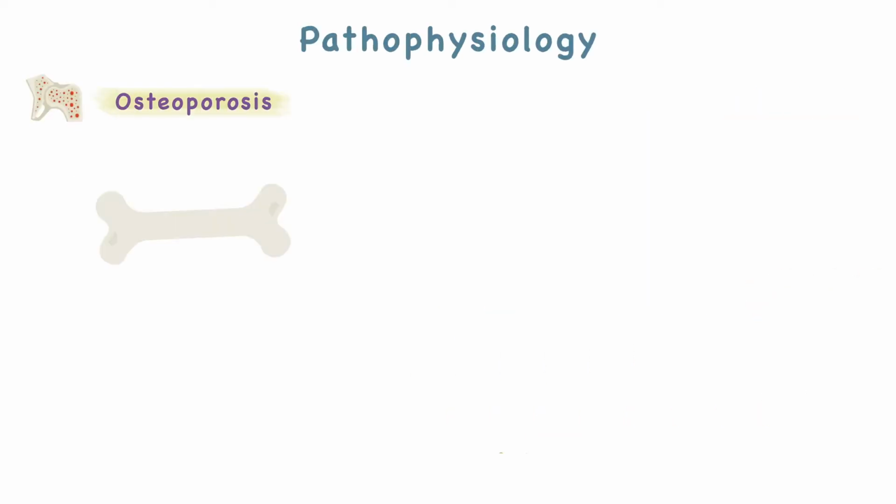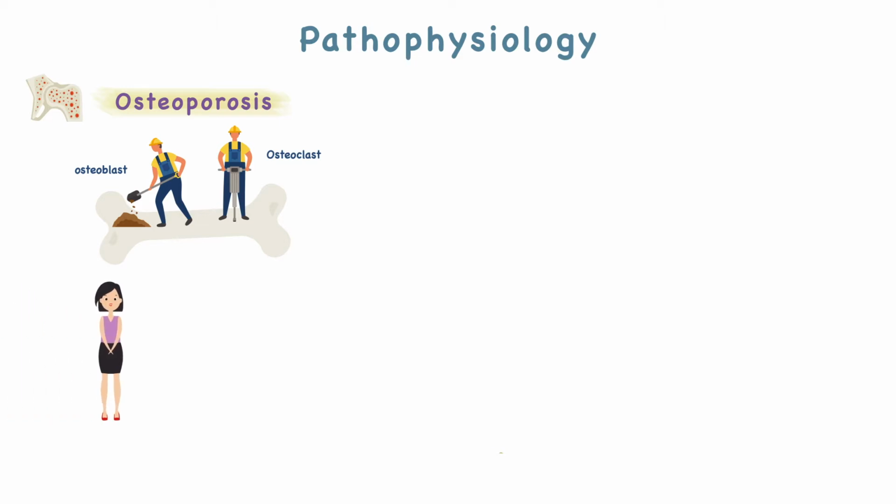First, we'll talk about the pathophysiology of osteoporosis. We have osteoclast cells which break down bone tissues while the osteoblasts build bone tissues. In osteoporosis, the osteoclast activity exceeds osteoblast, leading to bone fractures. In women, reduced bone formation happens because of estrogen deficiency during menopause, which will increase osteoclast activity.